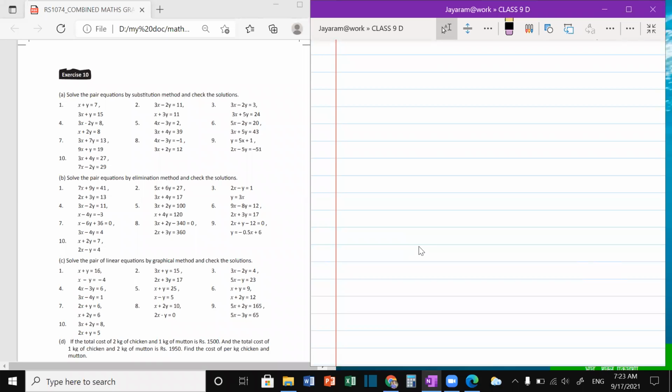So here, which question do we need to do? Okay, question number 6. So we did up to there. Question number 6: 5x minus 2y equals 20, and 3x plus 5y equals 43. Now, equations 1 and 2.